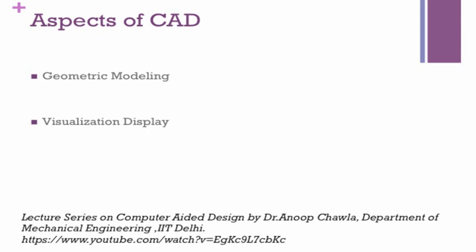There are two aspects of CAD. First is geometrical modeling, and the next one is visualization display. Geometrical modeling basically is the topic in which one defines the geometry they want to model, like how do you define a cube and how do you define a cylinder. The next aspect, visualization display, is basically how do you map this geometrical model onto a screen, and how do you quantify it in a computer programming kind of language.